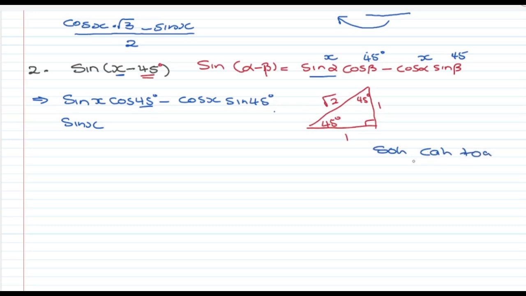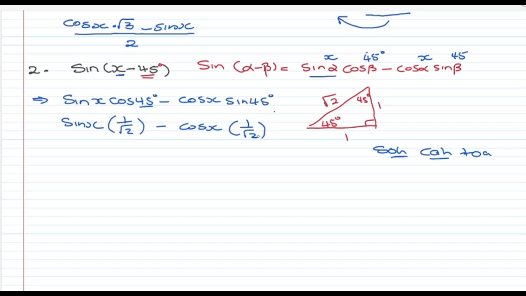Okay, so on this one, the cos is this one, which is adjacent all over hypotenuse. So it will be the cos 45, it's 1, which is my adjacent, over hypotenuse, which is √2. Then we subtract the cos x. Sine 45, its opposite, which is 1, over hypotenuse, which is √2.